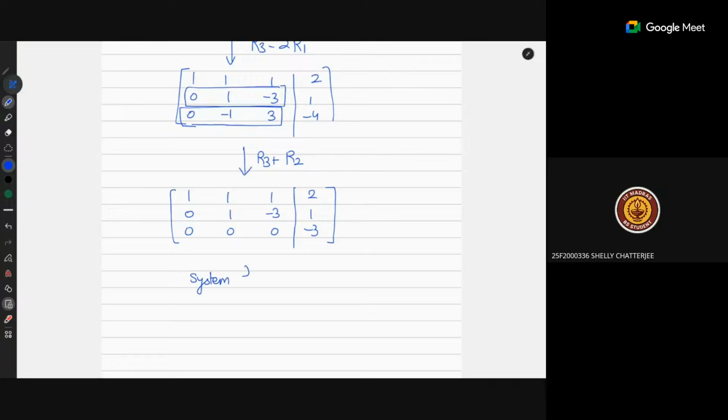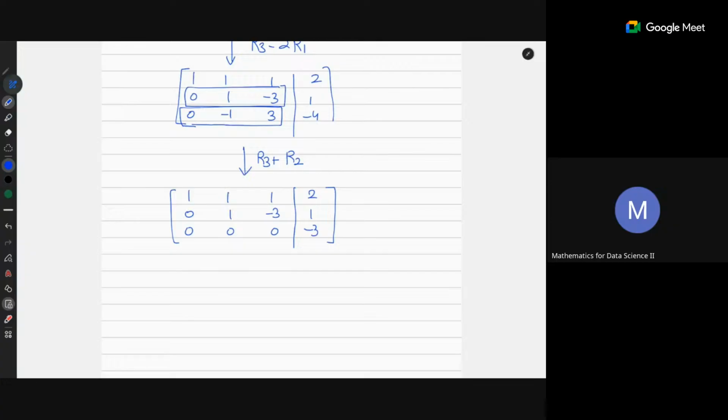Sir, but we can again divide the third row by minus 3, and then we can obtain 0, 0, 0, 1. But that will not give you anything. So can you please repeat the last part which you just said?